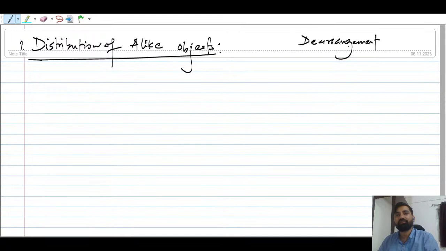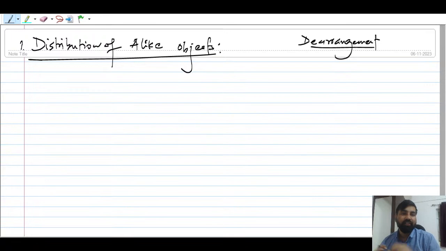In case of dearrangement, basically what we are going to talk about is, suppose you have got three envelopes and three letters, right? Suppose you want to send three letters to different people. You are sending one envelope to your father, one envelope to your uncle, and one envelope to your brother, right?